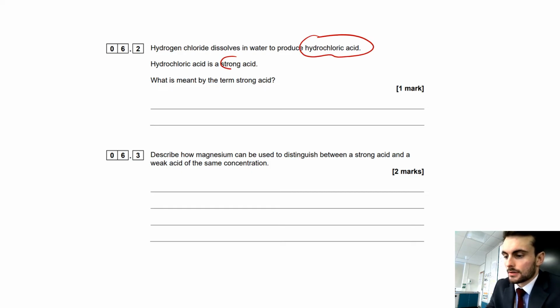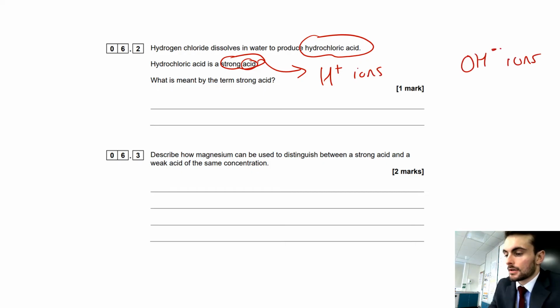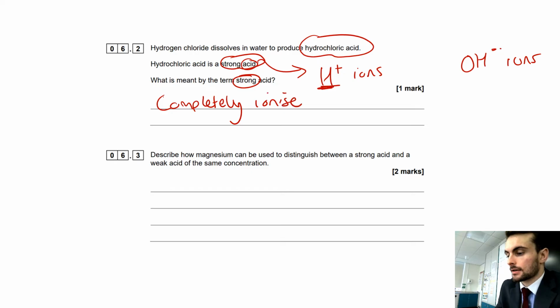Hydrochloric acid is a strong acid. First thing I'm thinking of when I see the word acid is what makes it an acid, if you remember. So acid is going to be H plus ions, and then your alkalis were OH minus ions. And then it says, what is meant by the term strong acid? So it's all about how easy or difficult it is for those H plus ions to form in solution. If it's a strong acid, that means it's very easy. So when we put it in solution, it's going to completely ionize in aqueous solution.